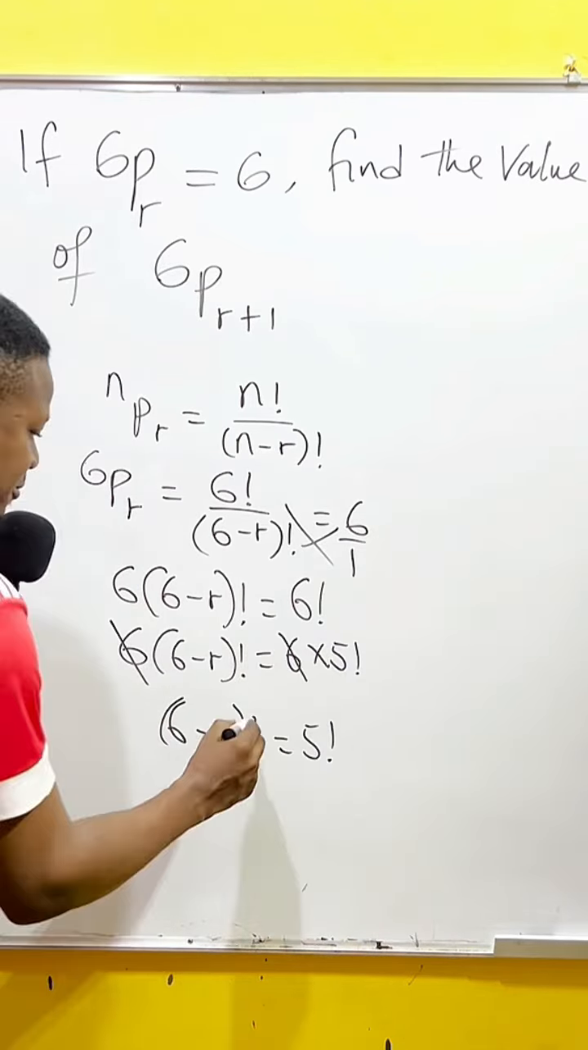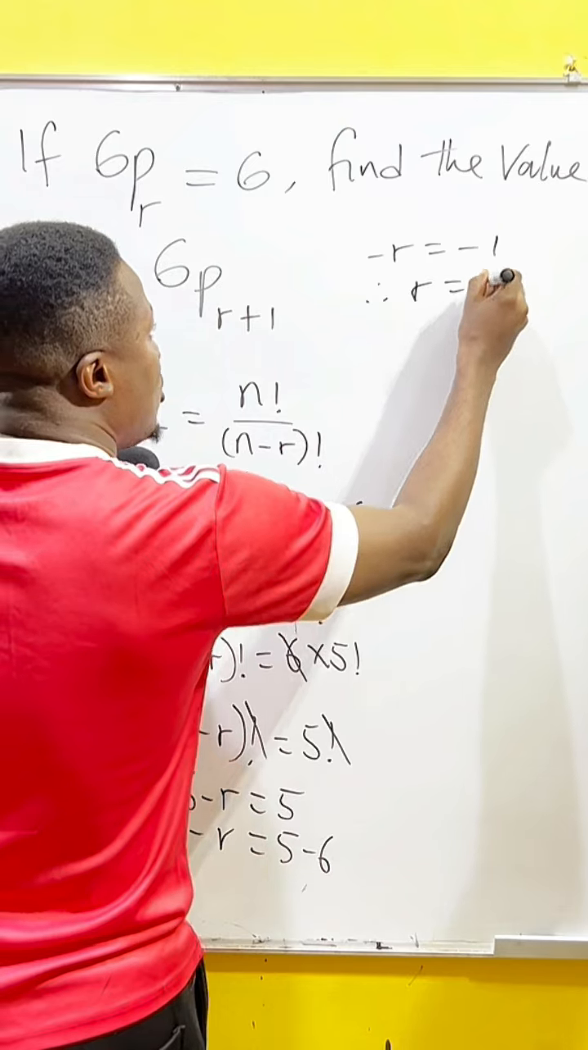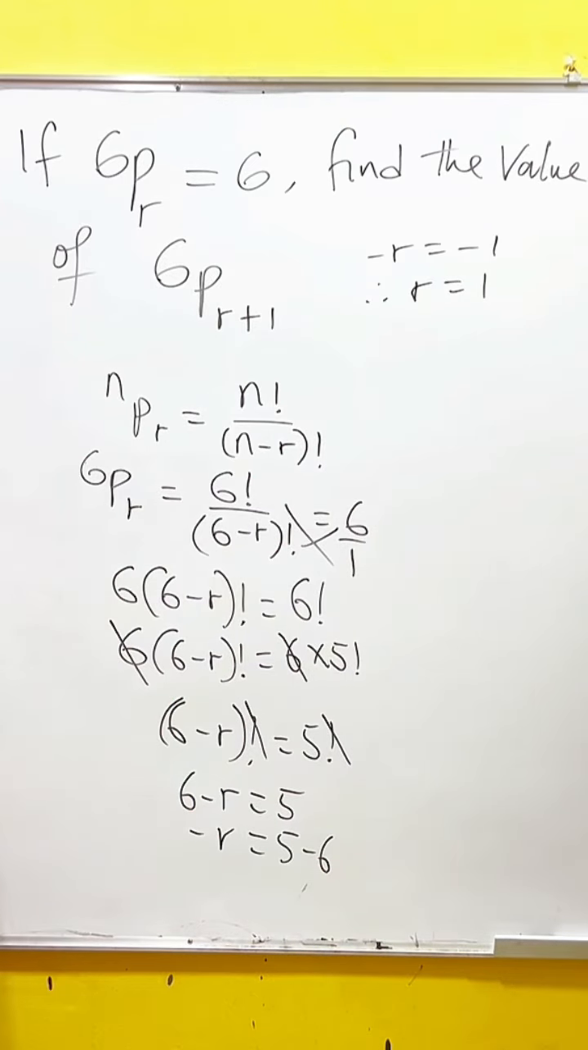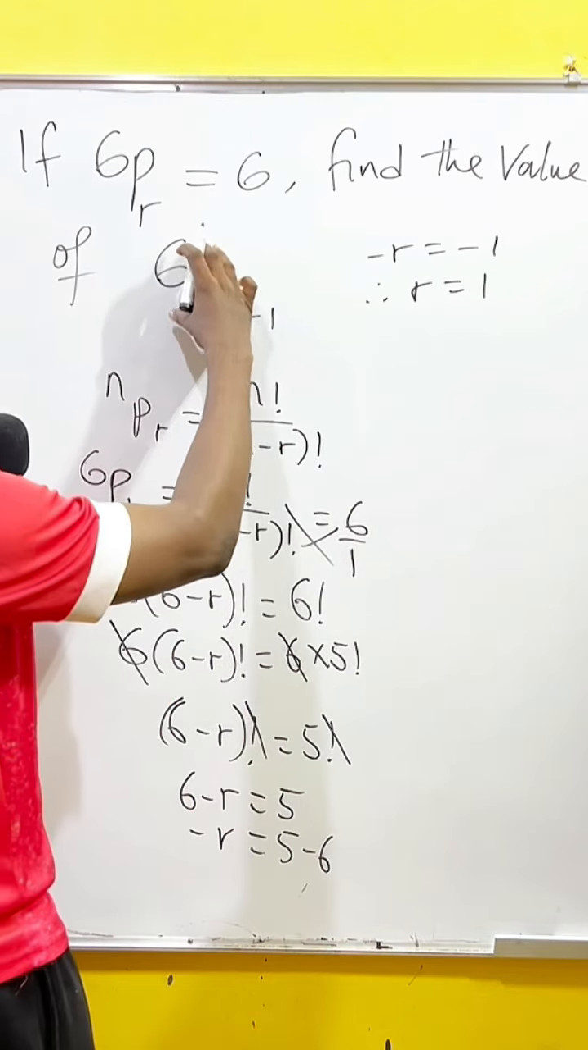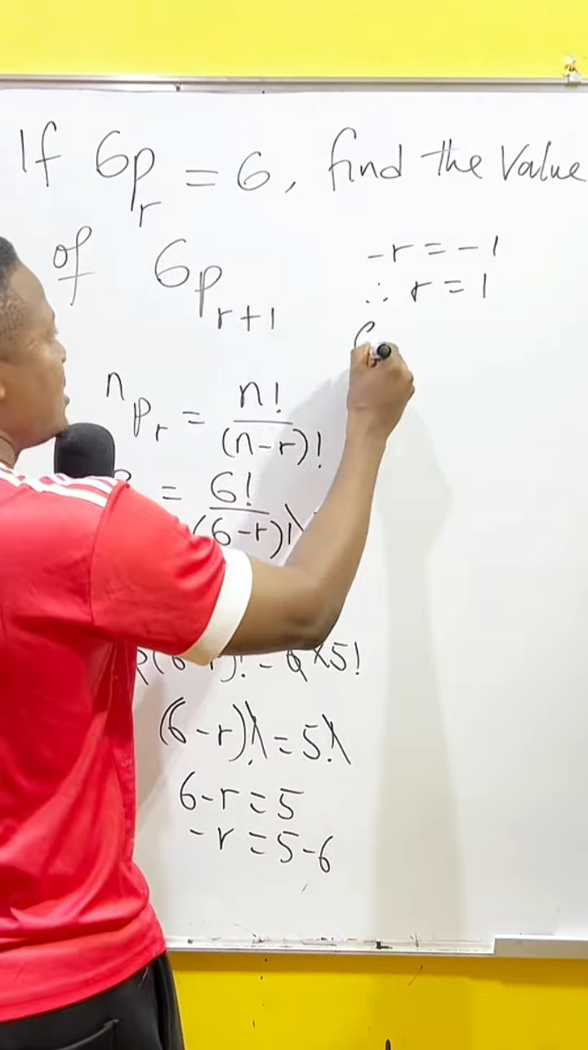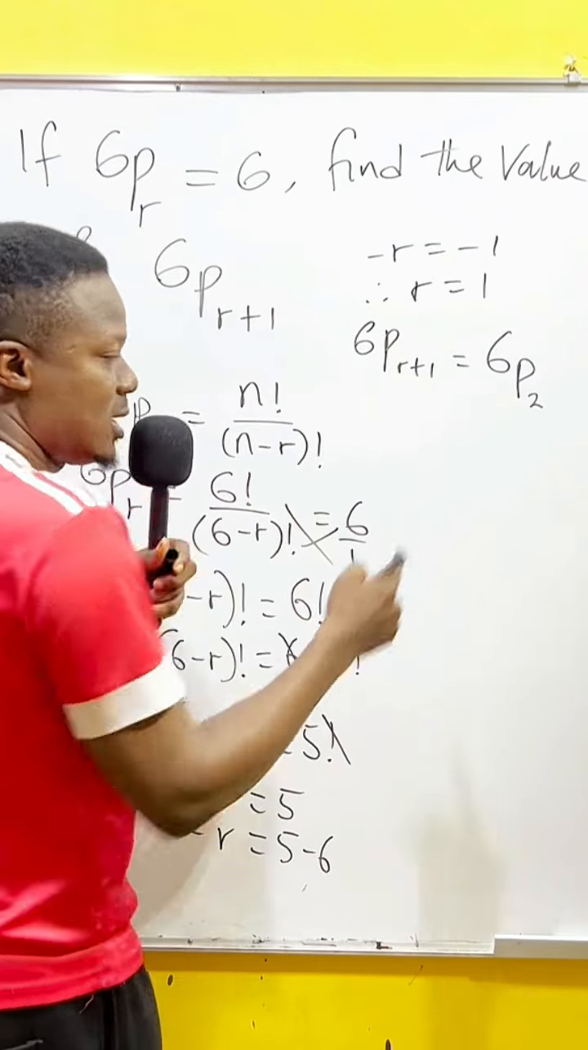We'll have 6 minus r is equal to what? 5. Solving this, we have that minus r is 5 minus 6, meaning that minus r is equal to minus 1. Therefore, r is equal to 1. That's the value of r. Then we can now put it here. 6 permutation r plus 1 is the same thing as 6 permutation 2, because r is 1. 1 plus 1 is now 2, right?